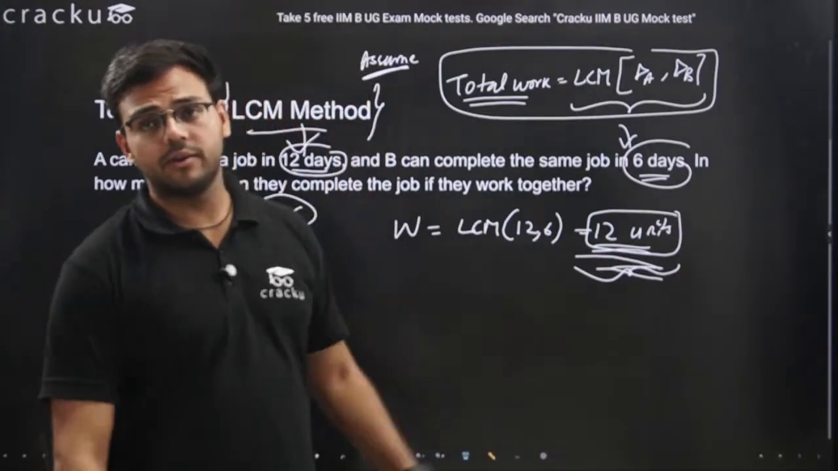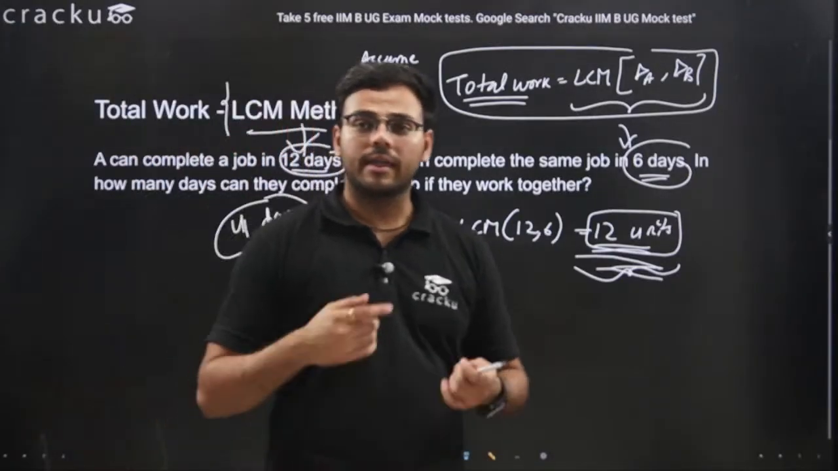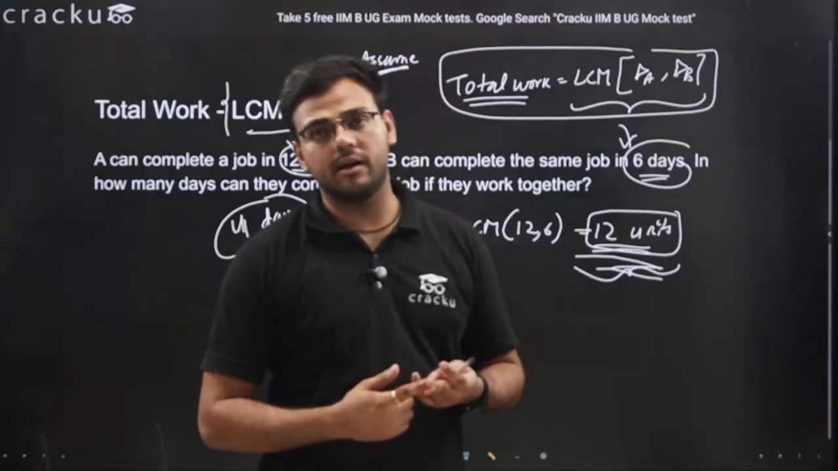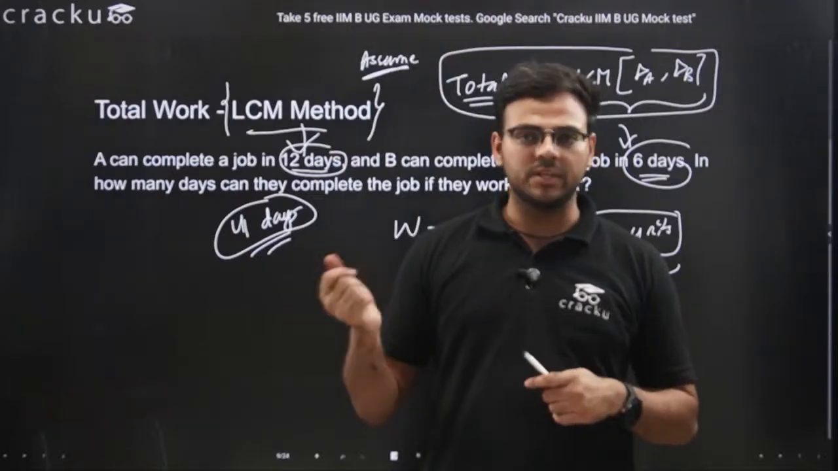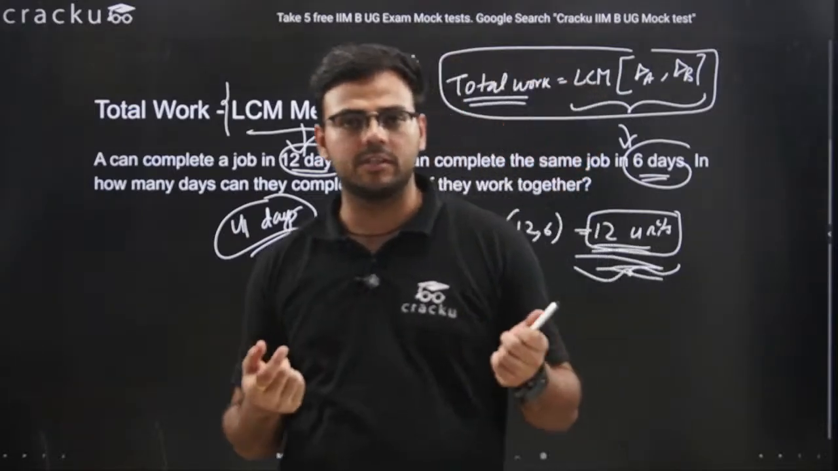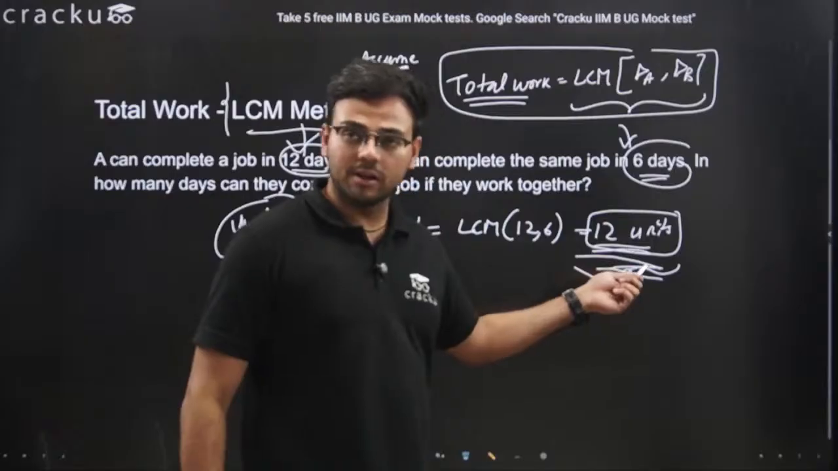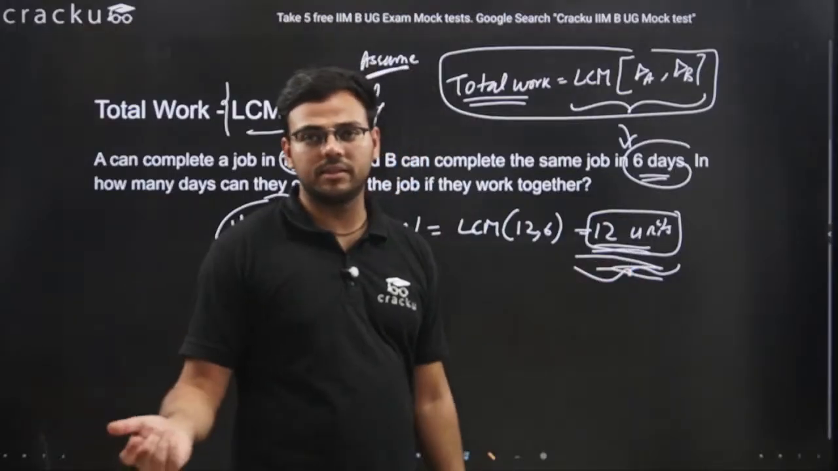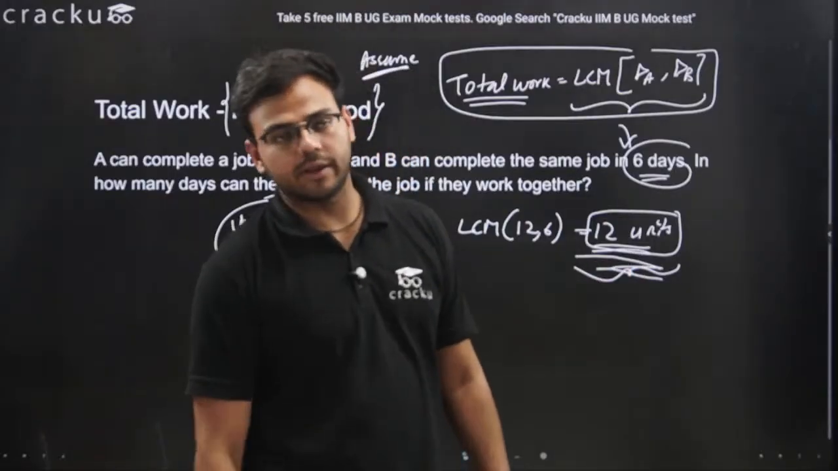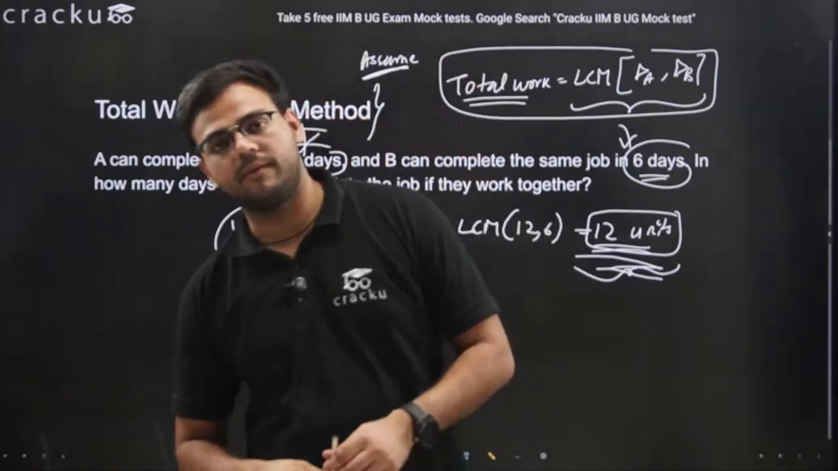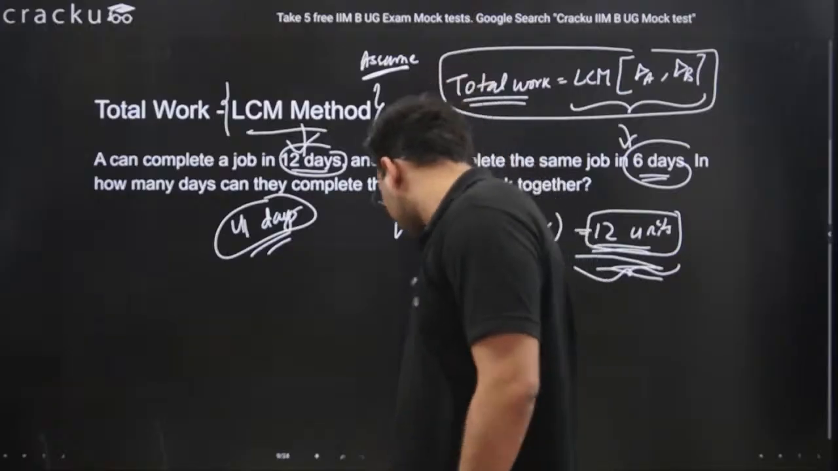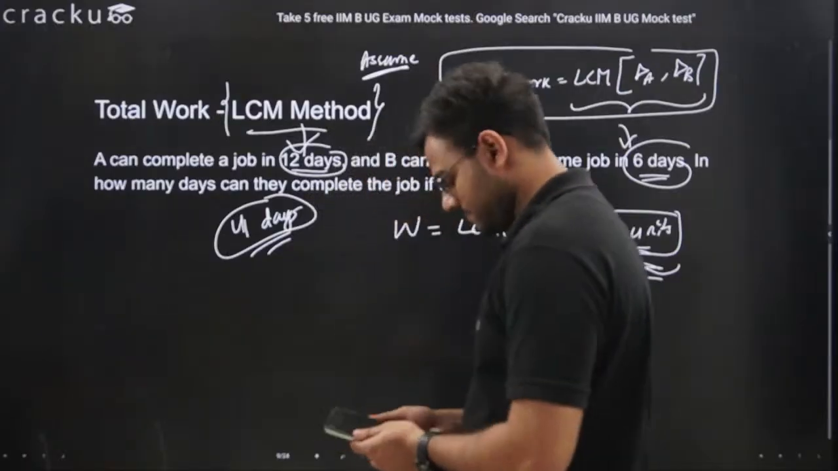Again, using this work done and the number of days they're taking, calculate the efficiency of A, calculate the efficiency of B. Compare them with the combined efficiency of A plus B. Get the combined efficiency of A plus B. You have the total work which needs to be done. You have the combined efficiency. Work is equals to rate into time. So we can directly calculate the time taken when they are working together. If you have any doubt in this one, you can ask.